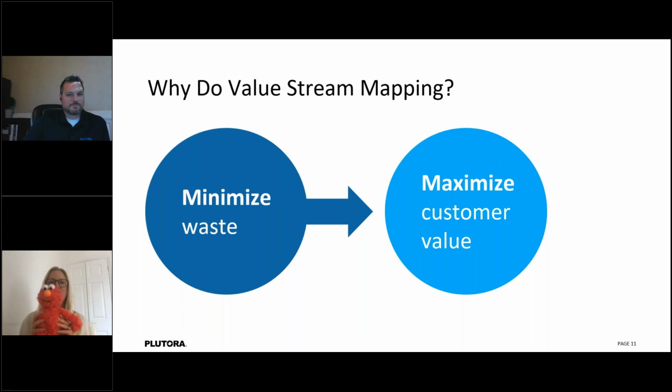So I'll introduce you to my friend Elmo. He's a top tip with value stream mapping practitioners. He stands for enough, let's move on. That's the acronym for Elmo. Practitioners often take him to these sorts of exercises because it's a nice, polite way of saying, okay, let's stop talking about that and move on.